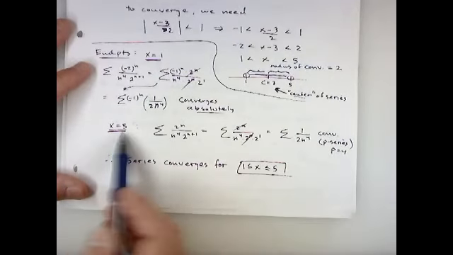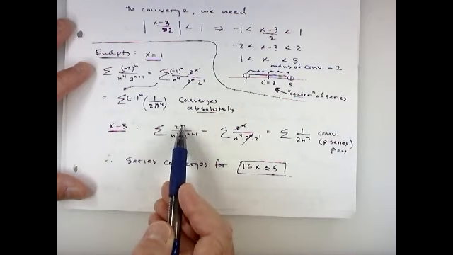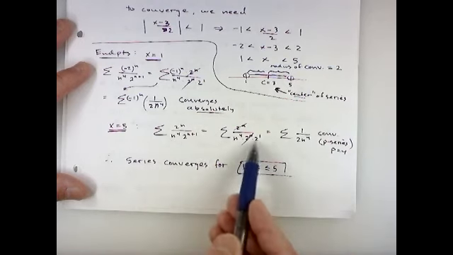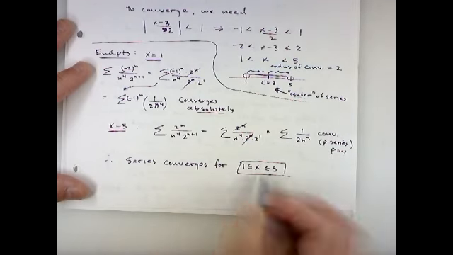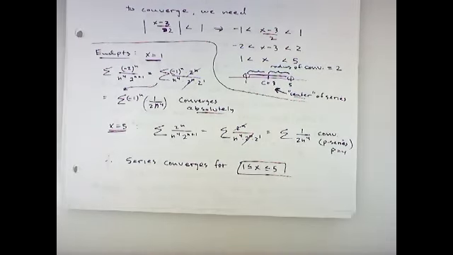If x equals 5, you're going to get 2 to the n over 2 to the n plus 1, simplifies to not an alternating series, but a series that converges absolutely, right? So in this case, our series converges between 1 and 5, including the endpoints. All right, that's it for this one.